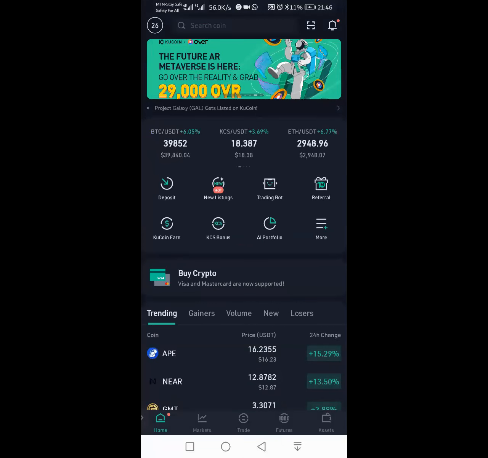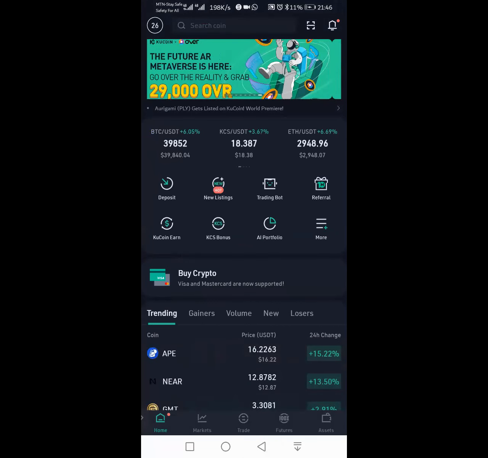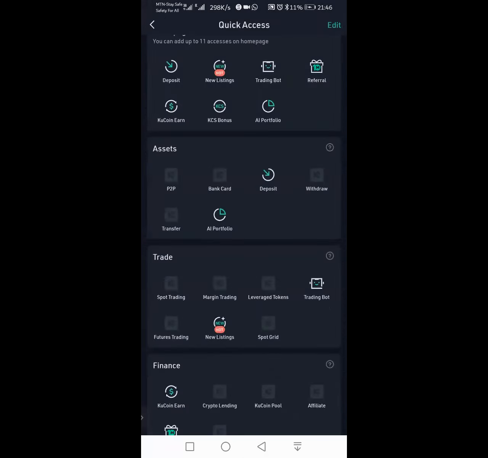Then here, we don't have any business here. They call it trading bot. This one is the KuCoin bonus and all that.